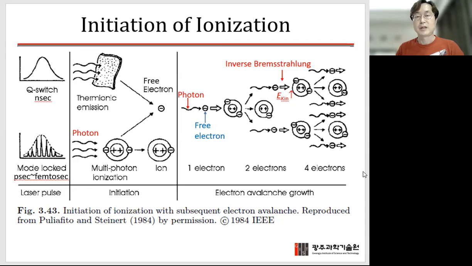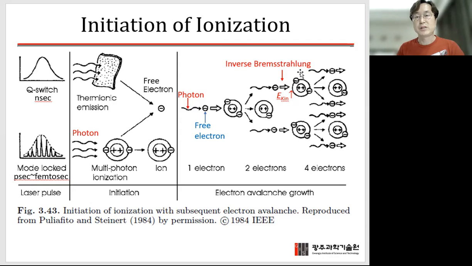So it is called an electron avalanche growth. From the single free electron to multiple free electrons, as the focal volume continues to absorb the laser energy. And this process can be explained as an inverse of the Bremsstrahlung radiation.